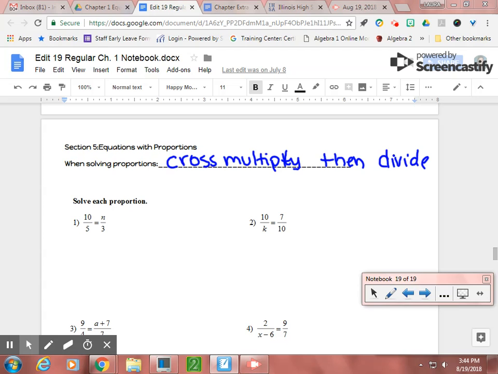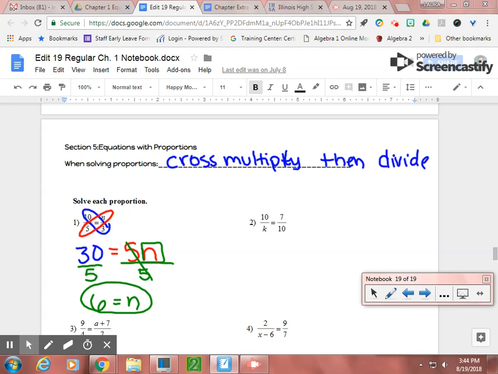So when we cross multiply, that literally means that we're going across. So this is going to give us 30 because it's 10 times 3. And then this side is going to give us 5n. So now it's just an easy one-step equation where you're trying to get n by itself. So to do that, you're dividing by 5, and you get that 6 equals n.